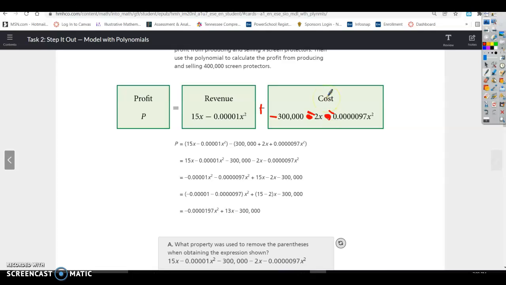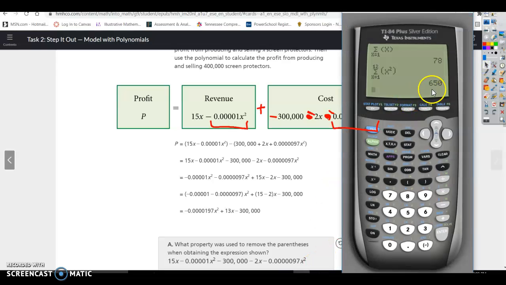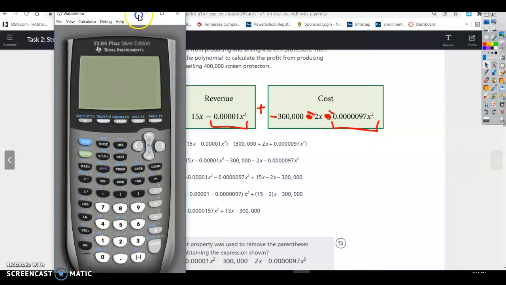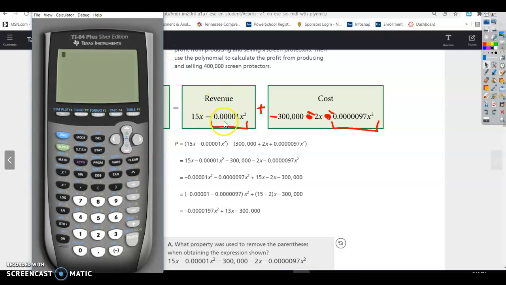All right, so the reason I made this a plus is because I distributed the negative, so now all I'm doing is combining like terms. So now to do that, I'm going to see that I have an x squared here, and I have an x squared here. So I'm going to use my calculator to combine those x squared terms together. All I have to do is combine the numbers. I don't have to worry about the variable. Remember, the variable stays the same. So I'm just looking at the coefficients.